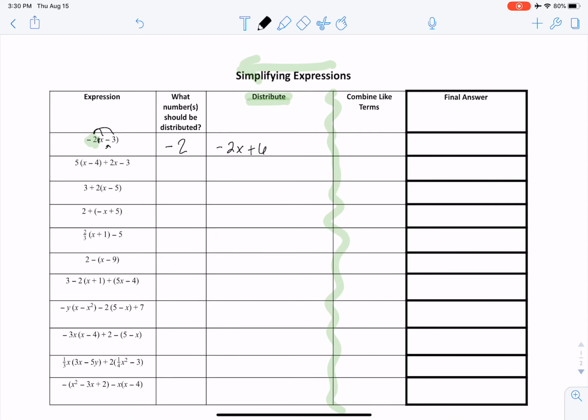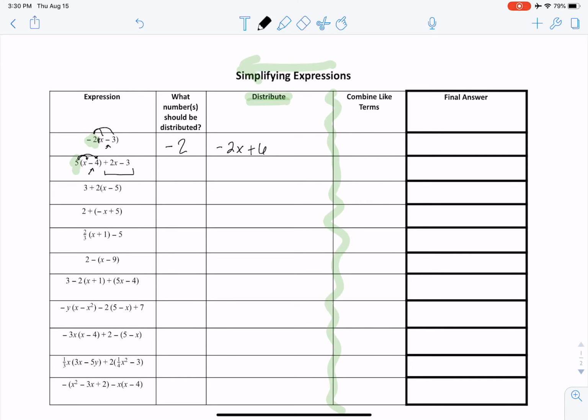The next one, we look for the parentheses. We look for the number that is touching the parentheses. The number touching the parentheses in this next expression is the 5. Now, there's a whole lot going on after this parentheses, but this distributive property only affects what's within the parentheses. So your 5 is going to distribute or multiply to the x and to this 4. But remember, because of this minus sign, it's not just a 4, it's a -4.